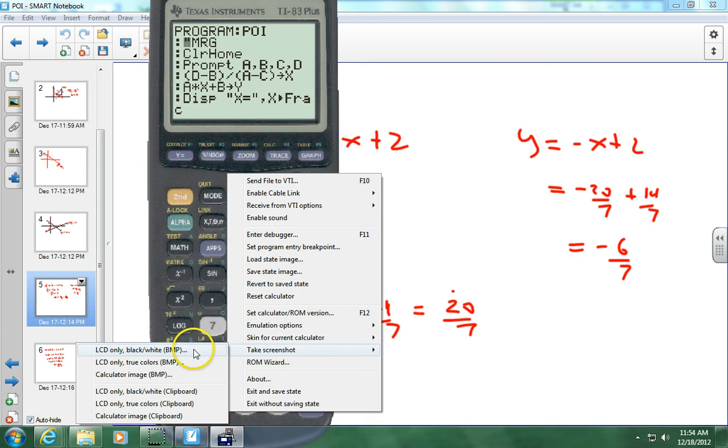Go to clipboard. What about a BMP? What if I save a BMP file, and then what if I do clipboard? What do you get? You just get the screen? All right. This one, the calculator image, is better?